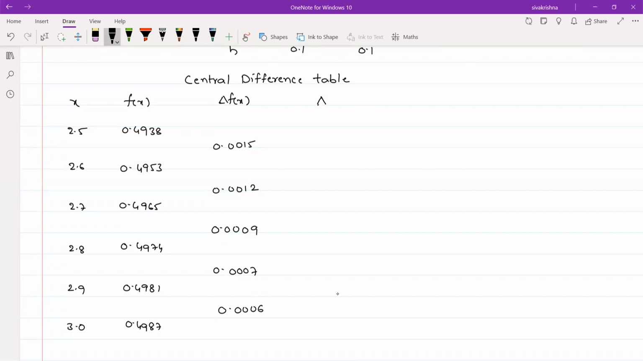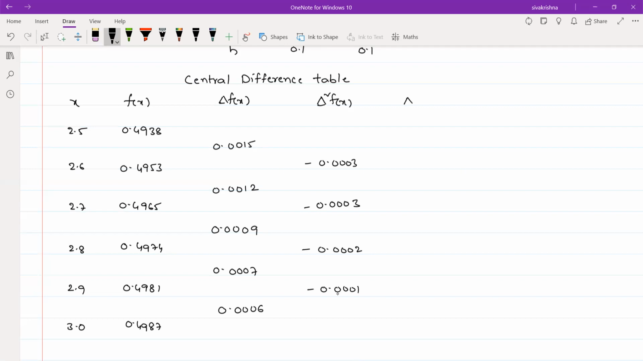So coming to the second differences, it is delta square f of x. So 0.0012 minus 0.0015 gives minus 0.0003. And coming to the next difference, once again we get minus 0.0003. Okay, so coming to the next one, we get minus 0.0002. And finally we get 0.0001. These are the second differences.